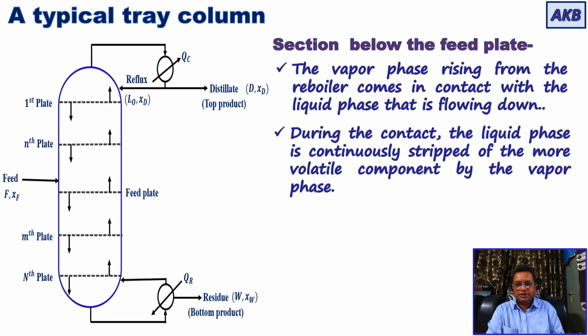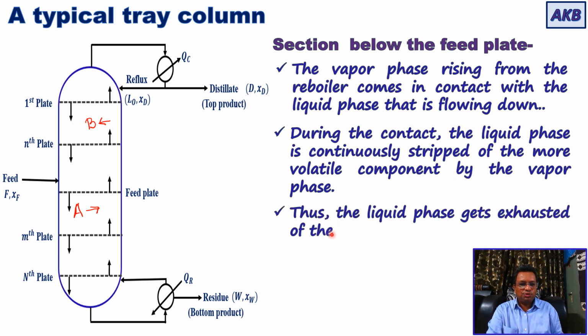So in this case, A gets transferred to the vapor phase. In the top section, B was getting transferred from the vapor phase to the liquid phase, and in the section below the feed plate, A, the more volatile component, is getting transferred to the vapor phase. So during the contact, the liquid phase is continuously stripped of the more volatile component by the vapor phase.